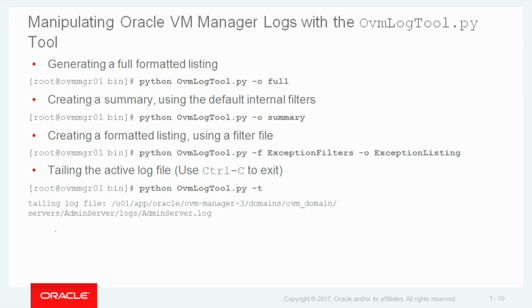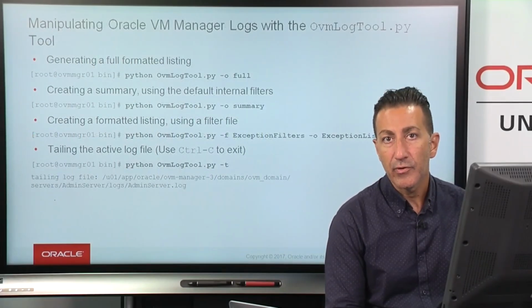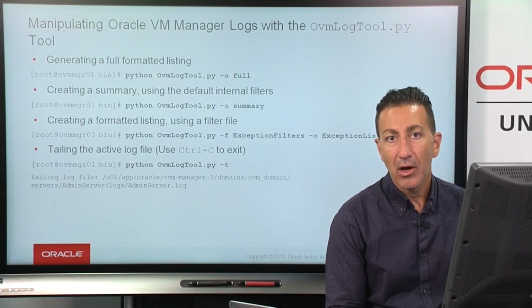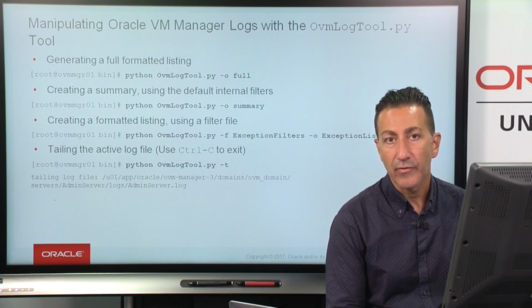So we have a tool, ovmlogtool.py, that helps us to view the contents and to check information that is useful for debugging any kind of problem. About manipulating the Oracle VM Manager logs with this tool, it's a Python script. It has the option to generate a full format listing with this command: python ovmlogtool.py -o full. What it does is collect all the log files and produce a single output file, whose name is full.